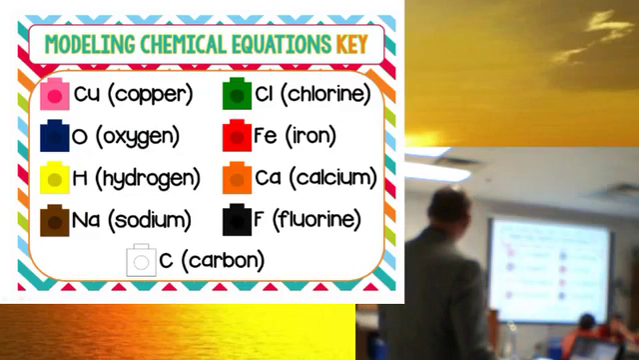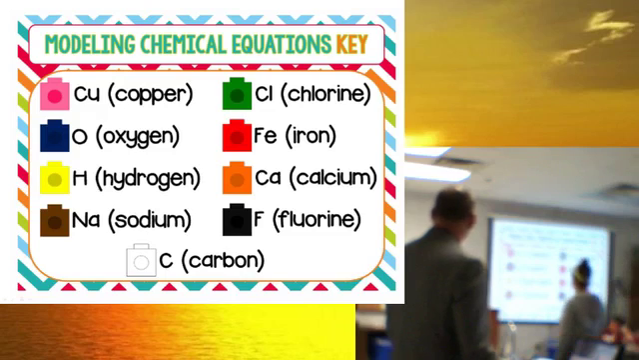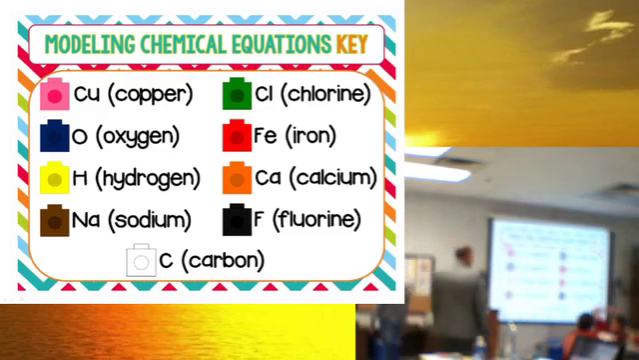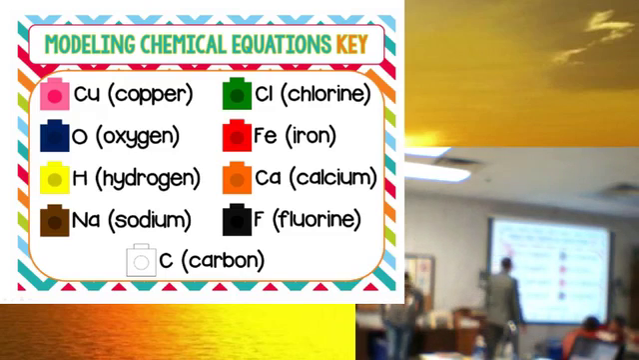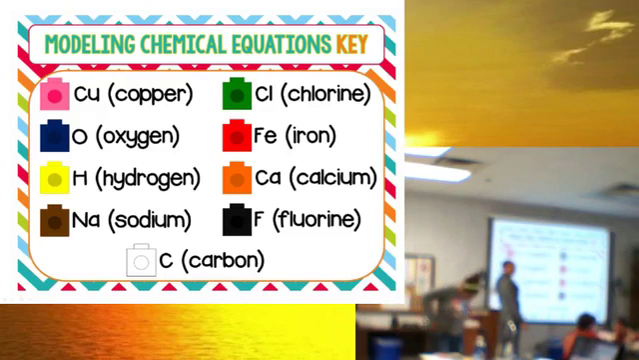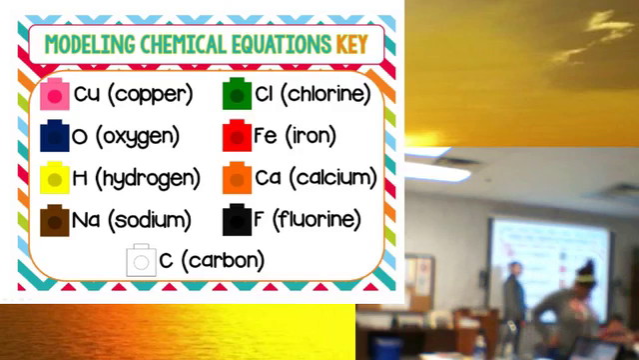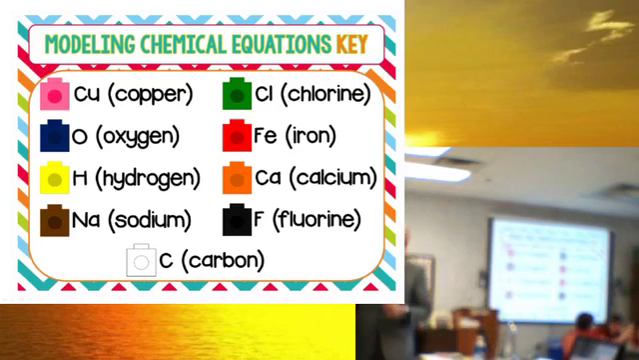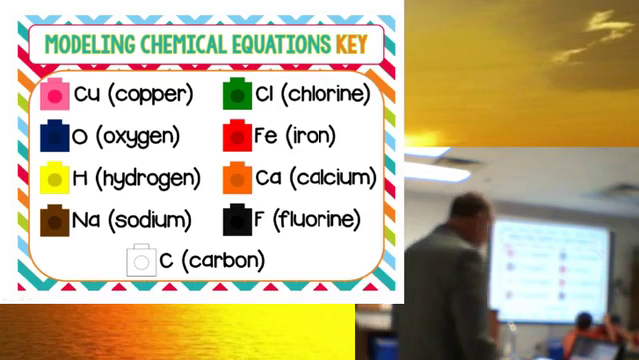Carbon is going to be white, so you'll need a white. And oxygen is a purple. So you need to grab a purple, right here, oxygen, and a white. Those are the ones we're using right now. Purple and white.